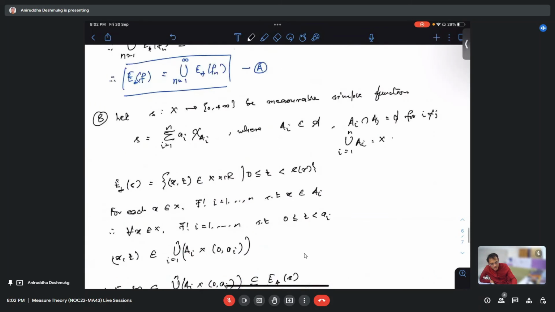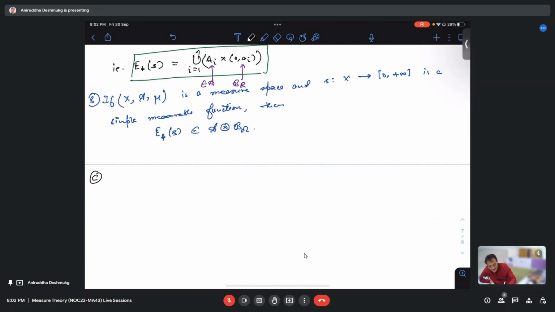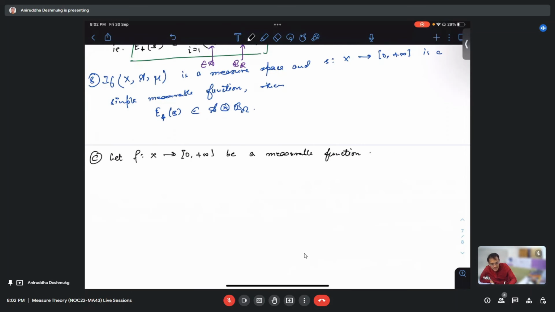Now, what we want to do is we want to do this for any non-negative measurable function. And we have already done it for simple functions. So it is easy to see that for any non-negative measurable function, it must hold. So let us look at the third result. That is, let f from X to [0, infinity] be a measurable function. I am not writing non-negative because I am already writing 0 to plus infinity. So that non-negativeness is already written in the hypothesis. So since it is a non-negative measurable function, there is a sequence s_n of simple measurable functions such that s_n's are increasing and s_n converges to f.